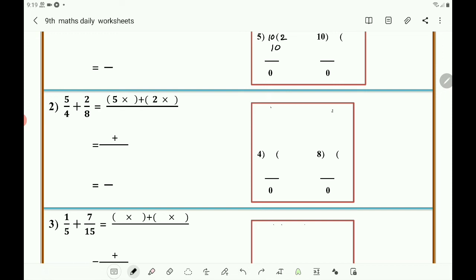And what is the LCM of 4 and 8? Naturally you will get 8, because 8 is a multiple of 4. 8 becomes the LCM, or otherwise use the method and find the LCM. As usual, use any one of the methods: the division method, taking the multiples, or the factorization method. Any one of the methods you can use to find the LCM.